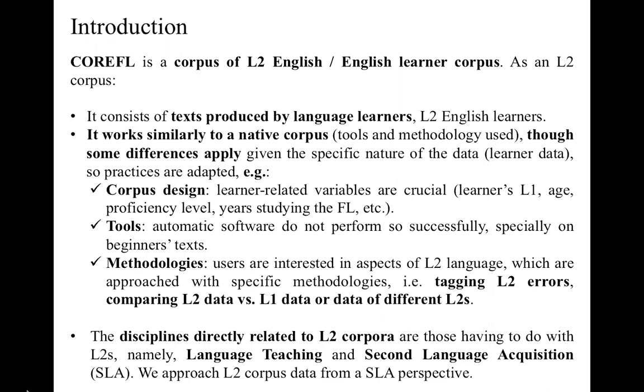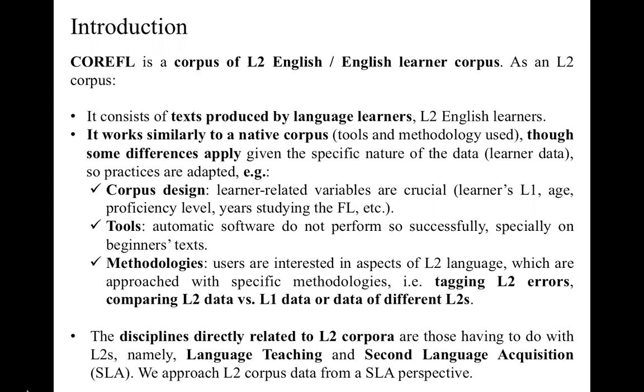Another property that is specific to this type of language corpora is the tools. So automatic software does not perform so successfully as on native data, on native corpora, and this is especially so on beginners' texts. And also in terms of methodologies, you can imagine that the users that are interested in this type of corpora are those that are interested in foreign language. So the specific methodologies that are used are often related to the analysis of errors, L2 errors. So tagging learner errors in this type of corpora is a very common practice.